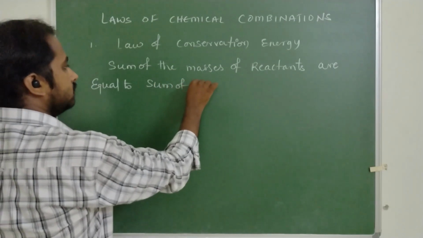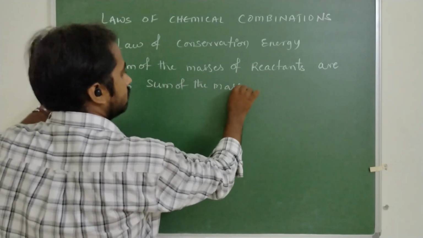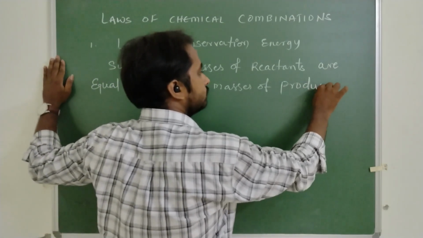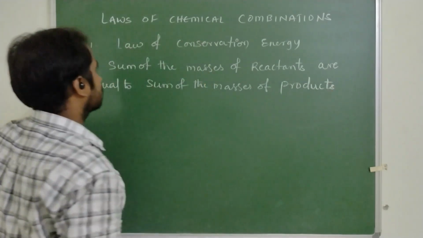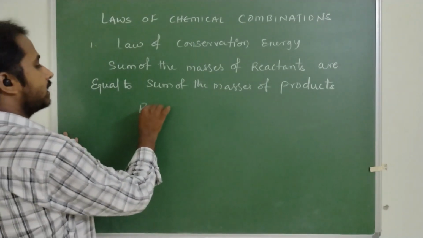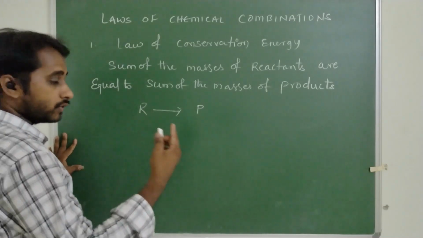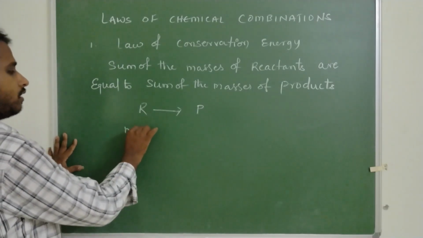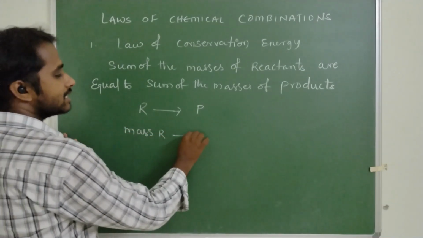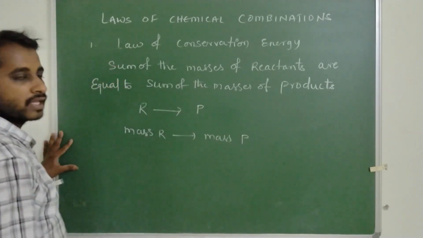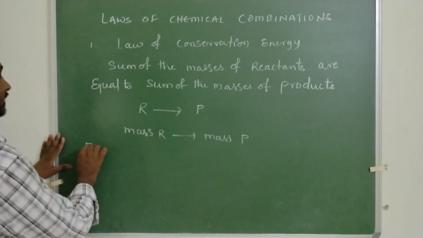sum of the masses of products. For example, reactants are going to give products. So mass of reactants is generally equal to the masses of products. A real example I can give.